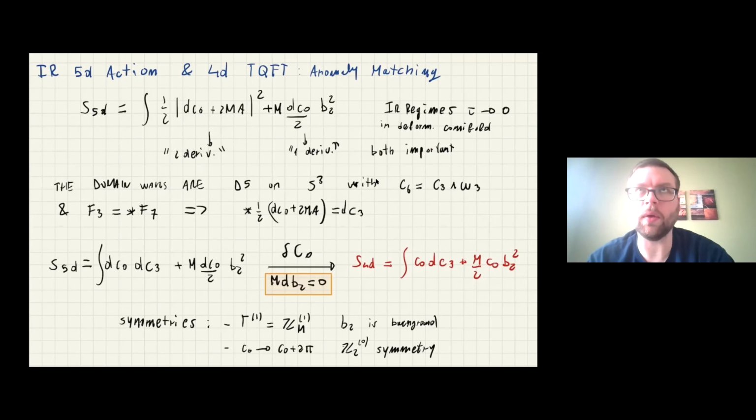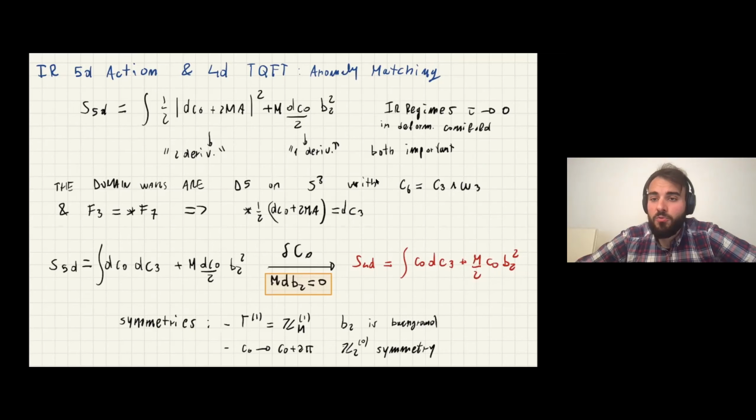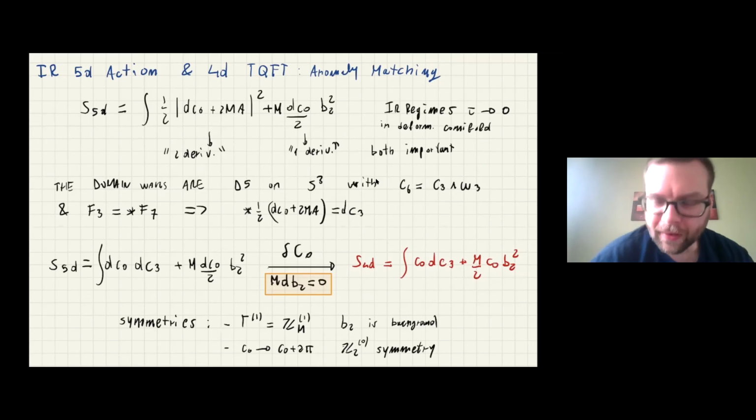I see. So will I be able to see that coupling just by knowing that there are these D5 brane domain walls that exist in the theory? Yeah, I think so, but you will need to activate this B2, the background for the one-form symmetry. Okay, makes sense. So it comes all together automatically. Yeah, so everything is related.